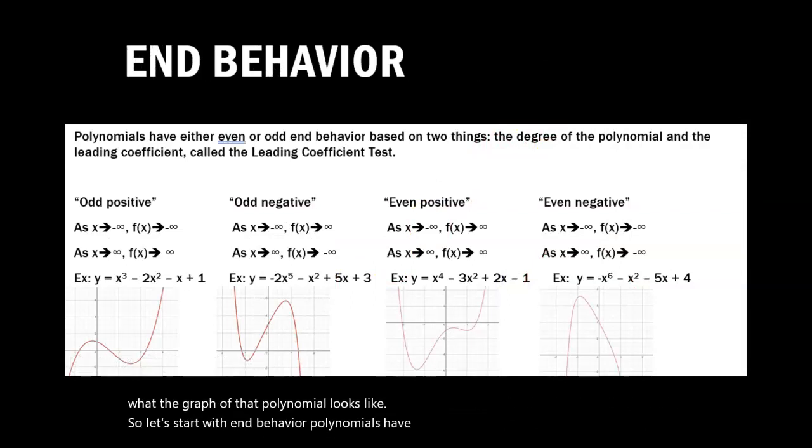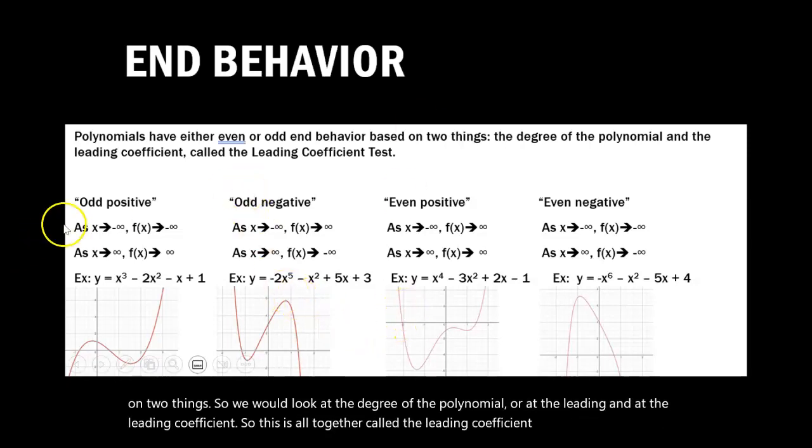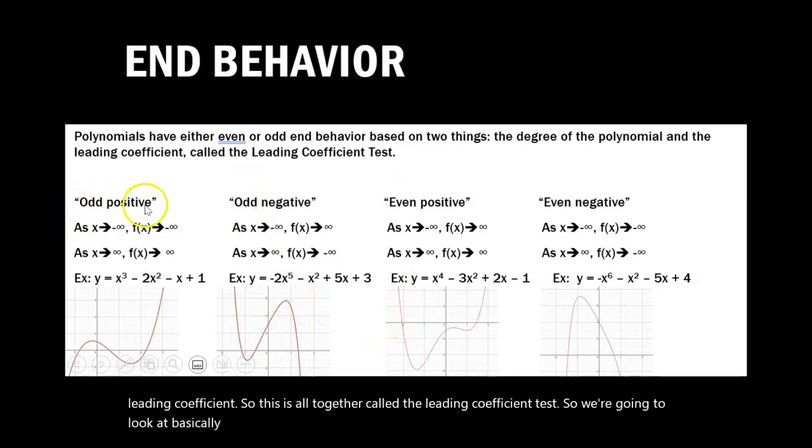Polynomials have either even or odd end behavior based on two things. So we would look at the degree of the polynomial or at the leading coefficient. So this is altogether called the leading coefficient test. So we're going to look at basically odd positive, odd negative, even positive, and even negative end behavior.